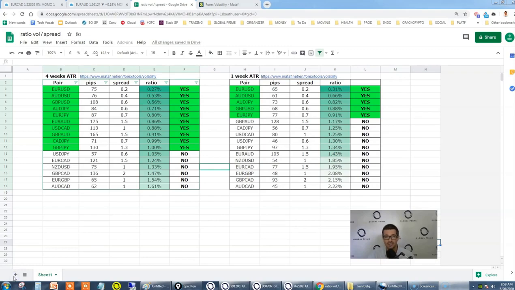However, that being said, it's also important that we look beyond this point and come to terms with which markets are going to be the most cost effective to trade as it relates to the ratio, or the equation, of volatility versus spread. So let me explain what I mean.